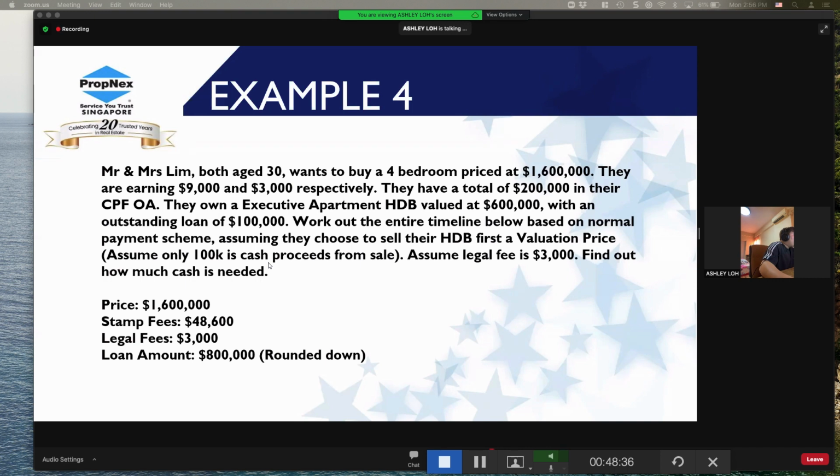What if the buyer doesn't need to take a loan? Just use cash and CPF. Okay. If there is a loan, then you can just do it.